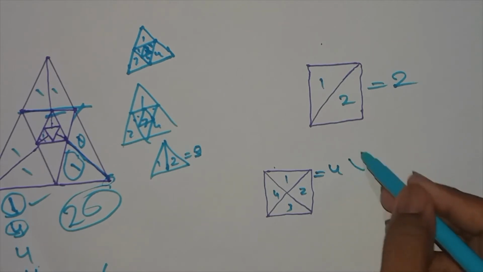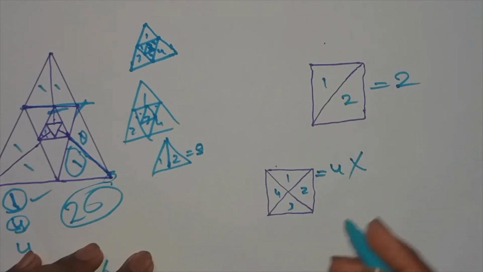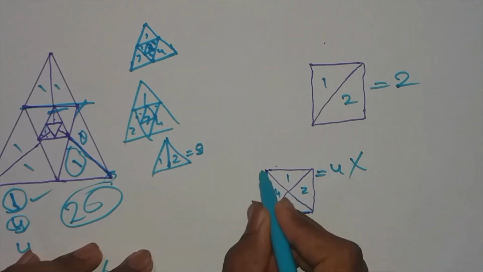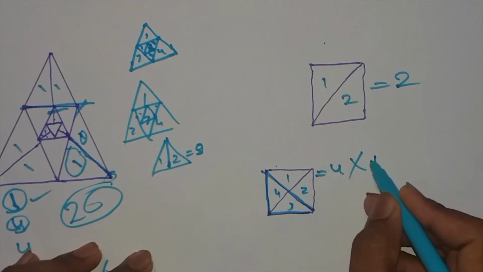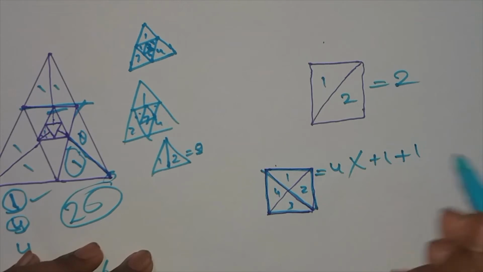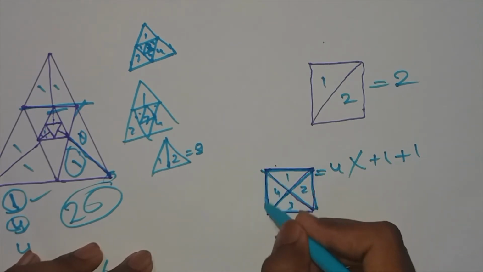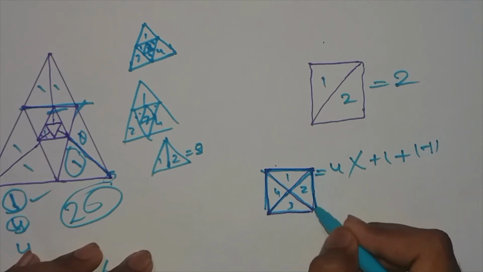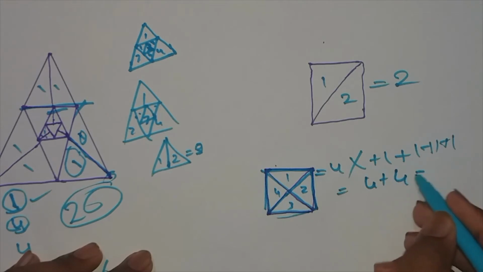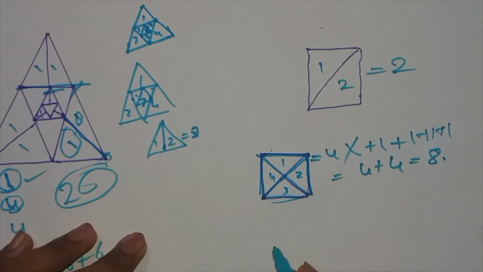So this may be the wrong answer, because big triangles are involved in this also. This is one triangle, right? So plus 1. This is another triangle, so plus 1. So how many triangles? 4 plus 4 is equal to 8. So there are 8 triangles in this question.